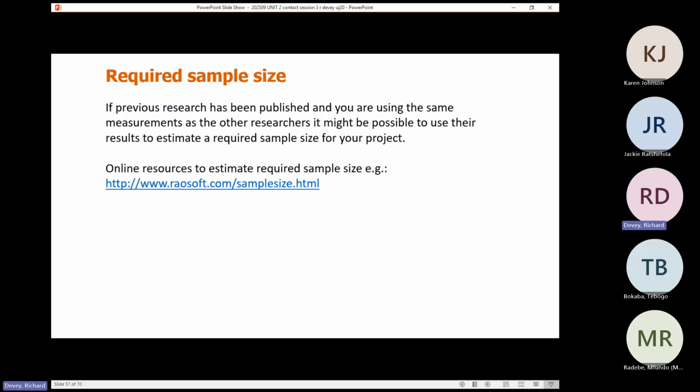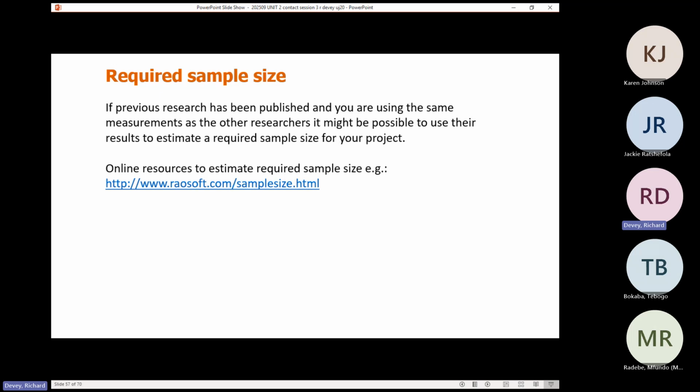There are also lots of online resources to estimate required sample size. This is a website called Raosoft, and they have a sample size estimator with a formula that you can use to estimate required sample size for your study. You put in the information, maybe what your population size is, what amount of error you're prepared to accept, and so on. Much like the formula I've just shown you, it'll then give you an estimate of what sample size you need for your study.